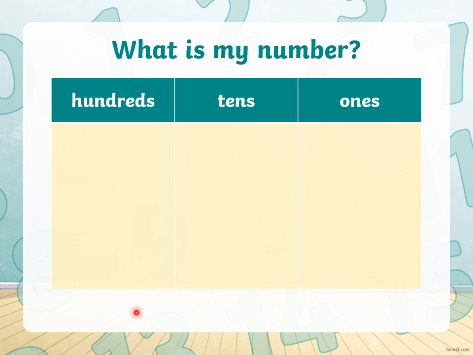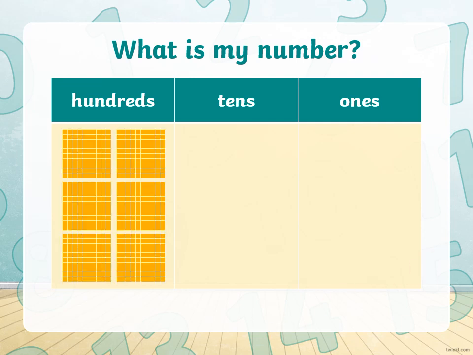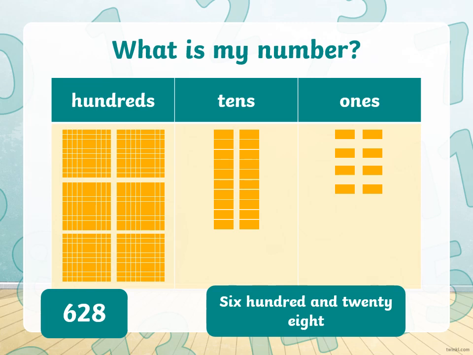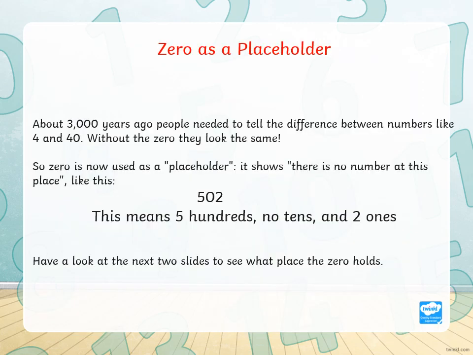Let's see if you can do this one. Okay, have a look at the hundreds. Have a look at the tens. And have a look at the ones. Now see if you can put it all together. We can count by hundreds, we can count by tens, and we can count by ones. Let's see if you were right. 628. And 628 in words.